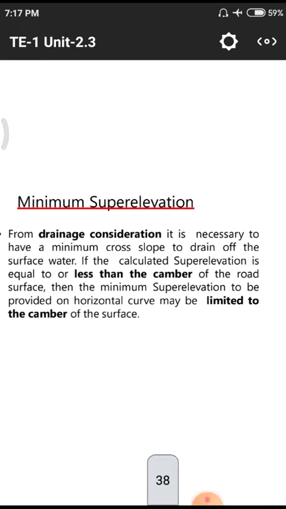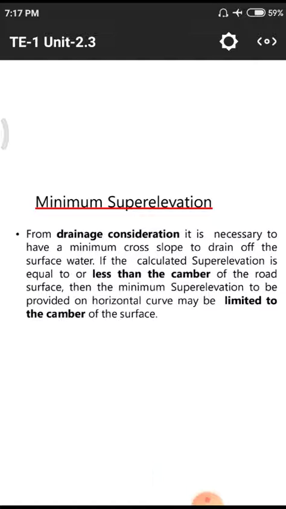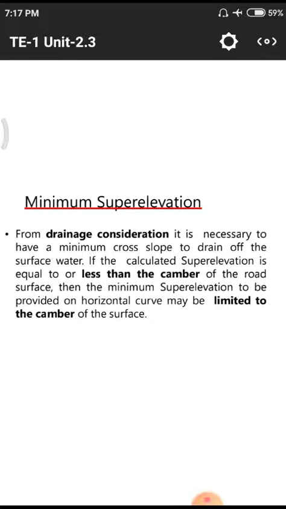Next, I will discuss the minimum super elevation we need to maintain in rolling terrains and normal places. Minimum super elevation is normally maintained for drainage purposes, which is also called the camber. For drainage consideration, it is necessary to maintain a cross slope on the surface of the road so that surface water moves from the top to the sides. So this super elevation is calculated as equal to or less than the camber of the road surface.